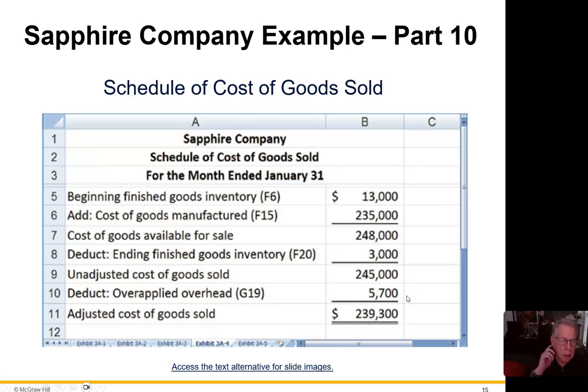But you'll remember that we had some over-applied overhead, and that subtracts from cost of goods sold. Now, had it been under-applied overhead, we would add that to cost of goods sold. And this gives us the adjusted cost of goods sold that would appear on our income statement. Okay, I think that's pretty straightforward.